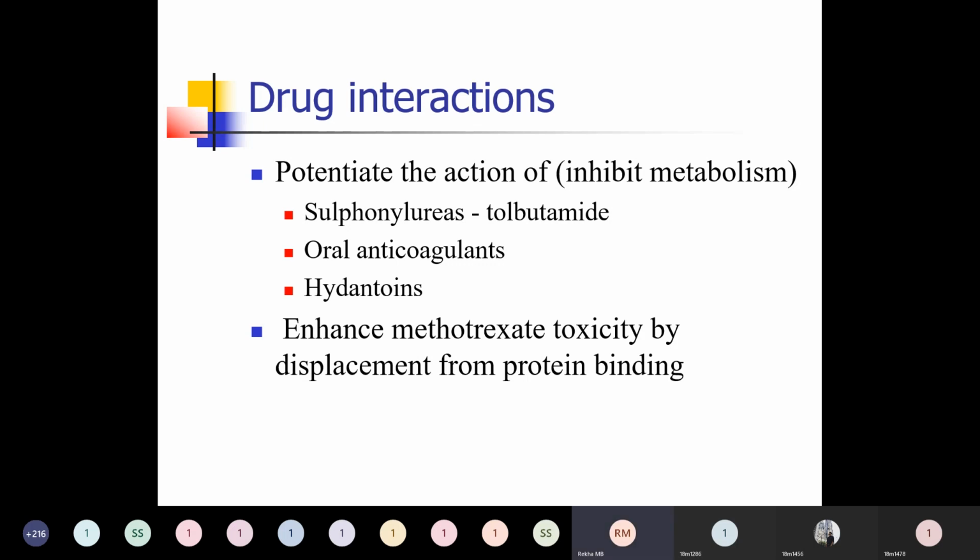Coming to the drug interactions. Sulfonamides are known to potentiate the action of sulfonylureas, that is tolbutamide, which is a drug used in diabetes, oral anticoagulants like warfarin, and hydantoins like phenytoin. The mechanism is by inhibiting the metabolism of these drugs. So when sulfonamides are combined with tolbutamide, there is increased risk of hypoglycemia. When combined with warfarin, there is increased risk of bleeding. When combined with phenytoin, there is increased risk of phenytoin toxicity. Sulfonamides should not be combined with methotrexate also, because sulfonamide will displace the plasma protein binding of methotrexate, resulting in its toxicity.